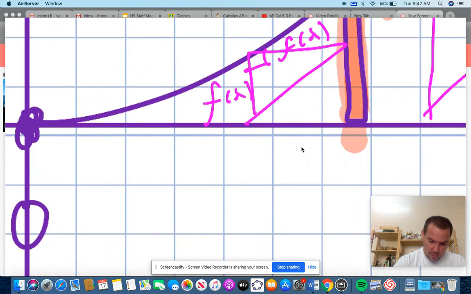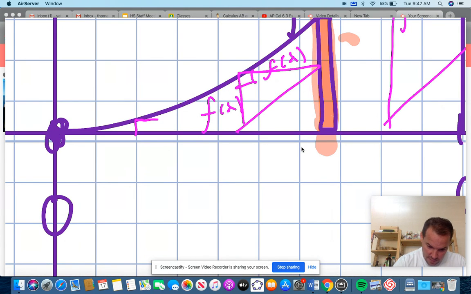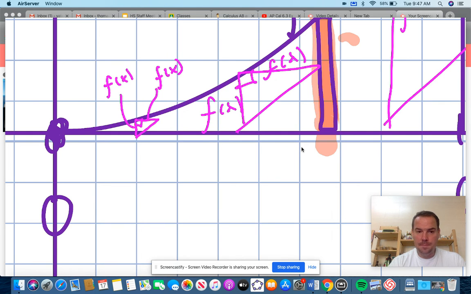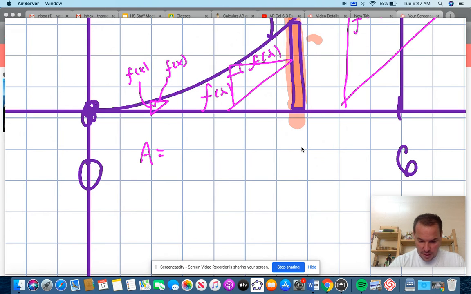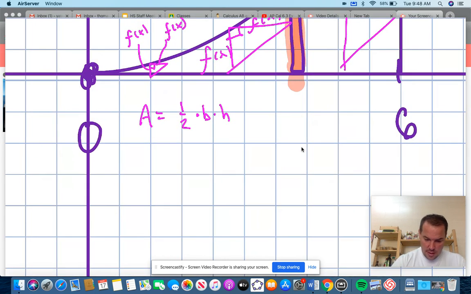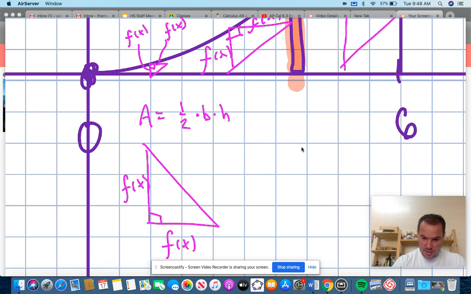So let's just do a real tiny one. So that would be like this, that would be like this, there would be my right triangle. And this right triangle would be, there's my f of x, and then there's my f of x. Pretty neat to see that, okay? So what would that be now? Well, we'd have to go through the whole formula again. Area is a half times the base times the height. And then I'm looking at a triangle that looks like this. It's f of x times f of x, right? So real interesting to see the connection.